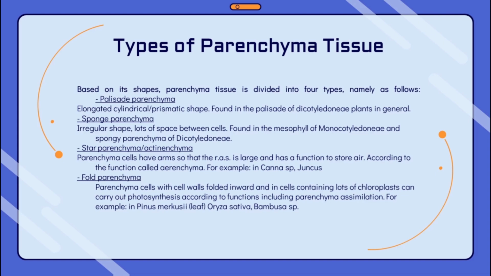Parenchyma cells have arms so that the air space is large and has a function to store air, according to the function called irregular, for example, in Canna sp. and Juncus. The fourth, there is fold parenchyma. Parenchyma cells with cell walls folded inward and containing lots of chloroplasts can carry out photosynthesis, according to its function including assimilation parenchyma, for example, in Pinus merkusii or Oryza sativa.